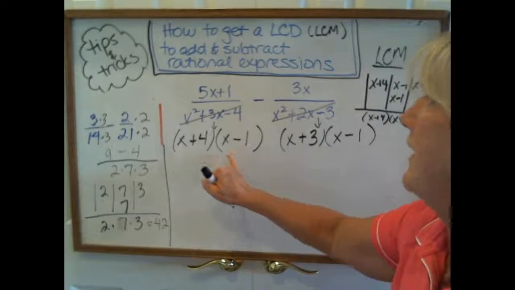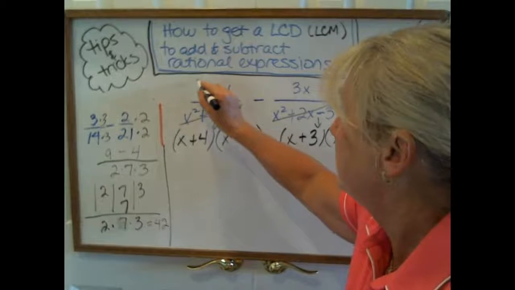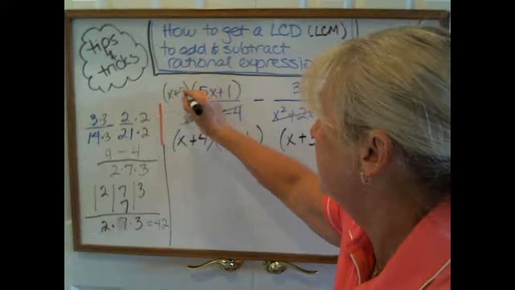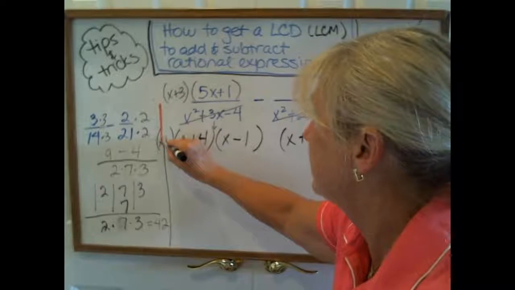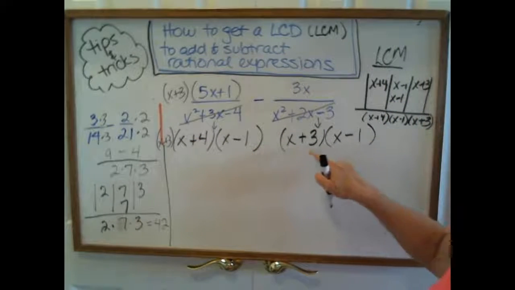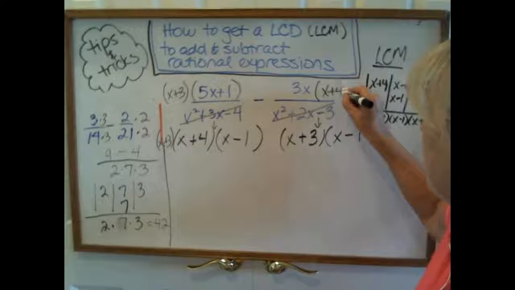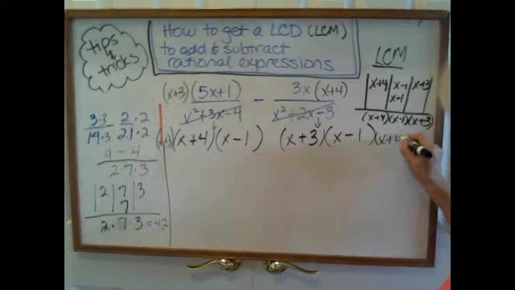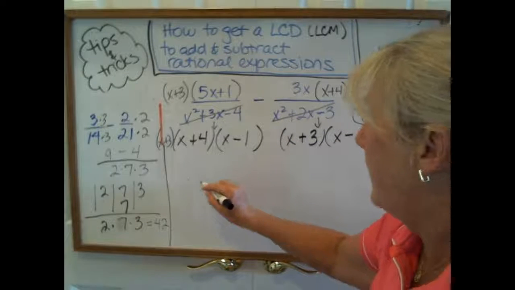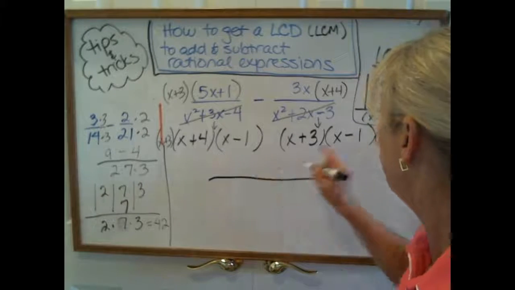So I look and ask, what is the factor that's missing? This one has x plus 4, x minus 1, and is missing an x plus 3. So we're going to put this in parentheses and multiply this times x plus 3 and multiply this times x plus 3. Now we have the whole denominator that we need. This one has an x plus 3, x minus 1, but is missing the x plus 4. So we're going to put the x plus 4 in the numerator and the x plus 4 in the denominator here.